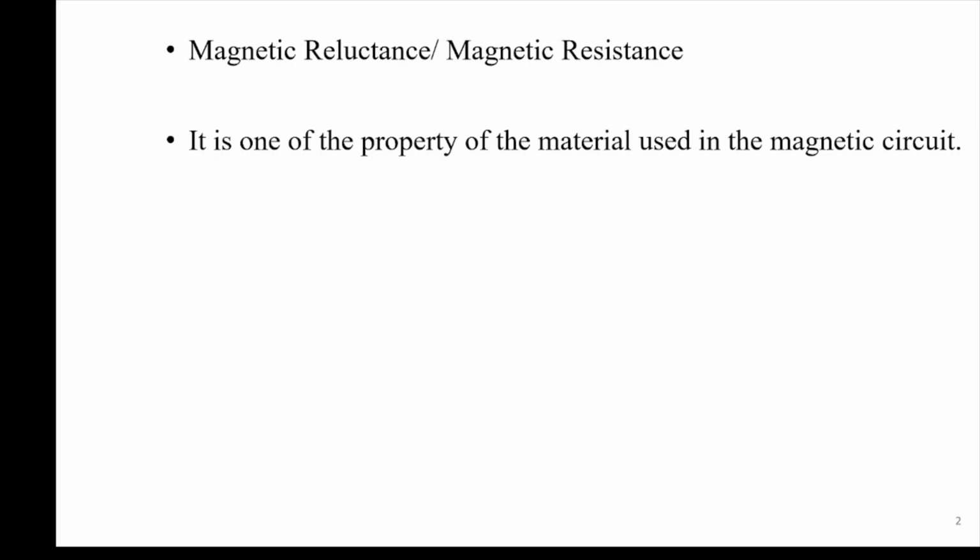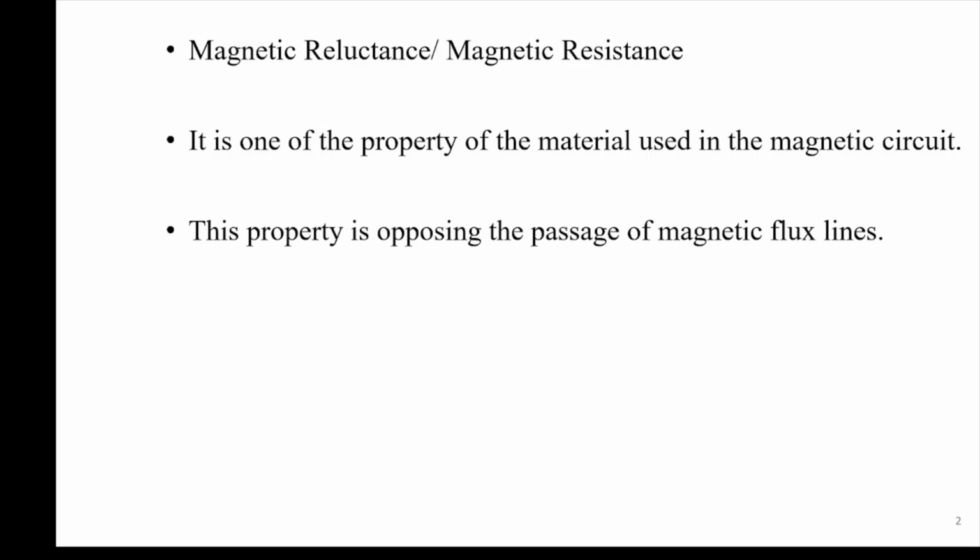Particularly, the magnetic material has a magnetic property. This property has an important character: it will oppose the passage of flux lines. Which one will oppose? Magnetic reluctance. So magnetic reluctance and the magnetic flux are inversely proportional, because it is opposing in nature to the magnetic flux lines.